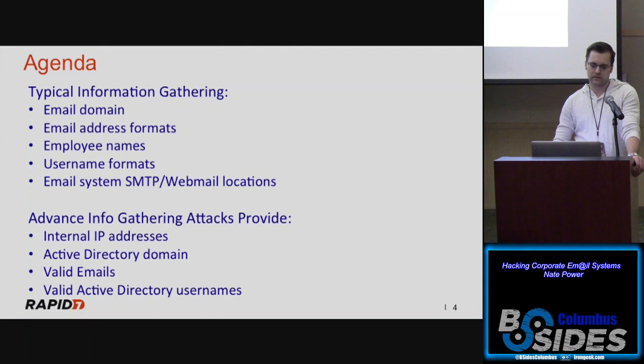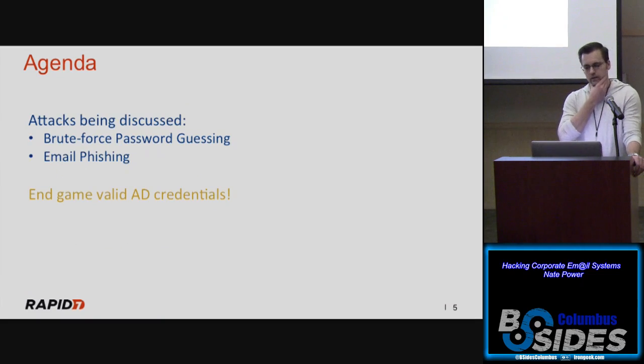Then some of the more advanced information gathering that we'll be doing is we want to learn the internal IP addresses of where these systems live on the internal network, identify the Active Directory domain, identify valid emails, and identify valid Active Directory usernames. Some of the attacks we'll be doing in this presentation is brute force password guessing. I'm going to show you guys the methods of how I actually approach that. And then we'll be going over several different email phishing style attacks. Then ultimately our end game here is to gather those Active Directory credentials.